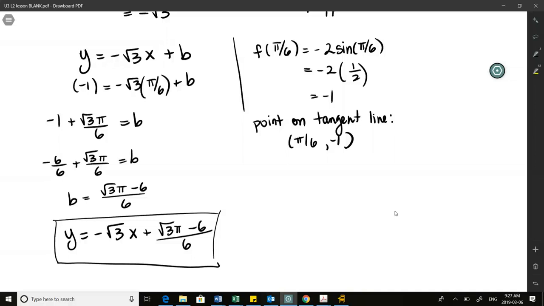Olivia. So only the 3 is under the root, right? For all of it? Pardon? Only the 3 is under the root? Yes, only the 3 is under the root for both parts of this, right? For the first, the slope part, and also the b part. Any other questions for this one? We're all okay with this?